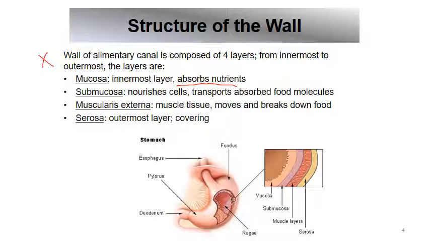But then definitely the muscularis externa, this is the muscle tissue. So these are the cells, the tissue that is actually doing the work. They move and break down the food, this muscle layer. And then the serosa is the outermost layer, that's the covering, and that's just the connective tissue. Okay, so know what these different layers do, especially know the mucosa and the muscularis externa.